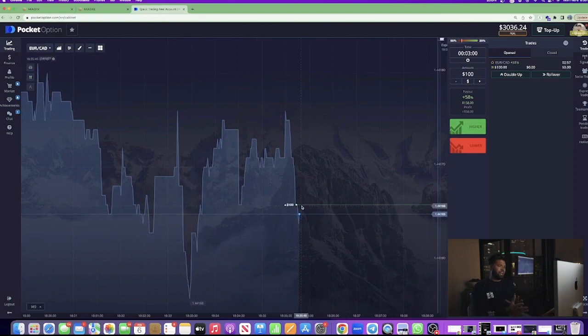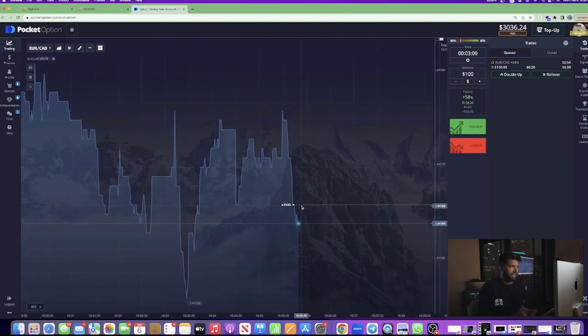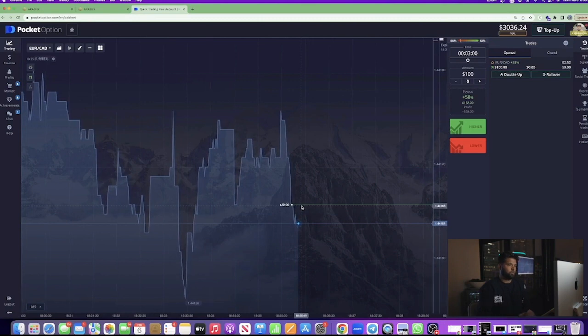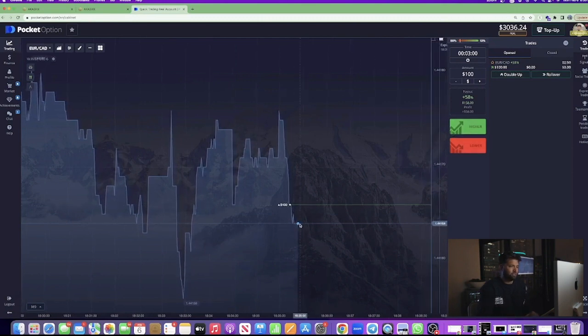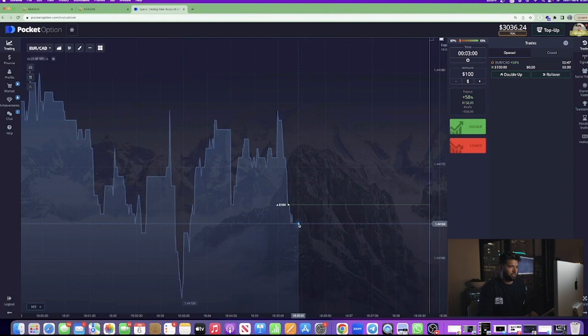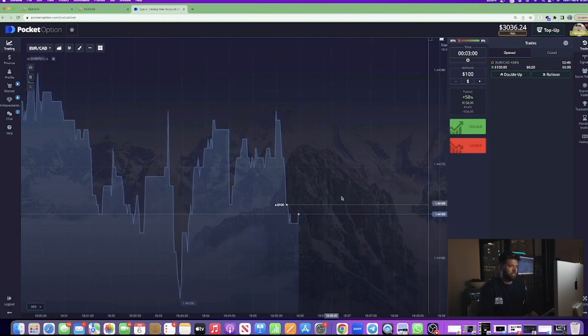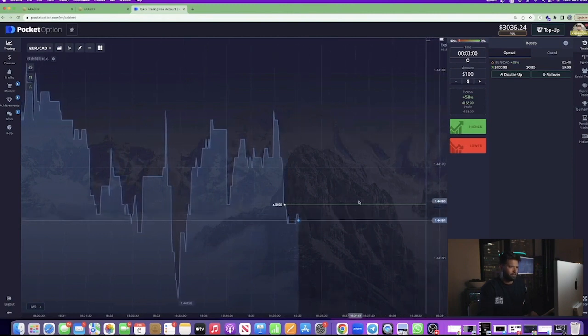So all that has to happen is price just has to go up. If we select higher, guys, that just means that this little blinking ball right here, by the end of our expiration, has to be higher than the green line.